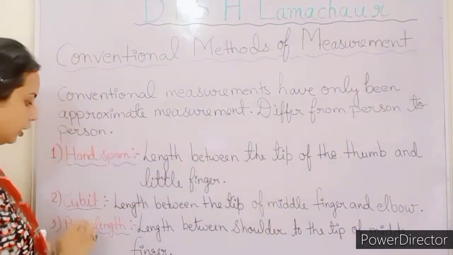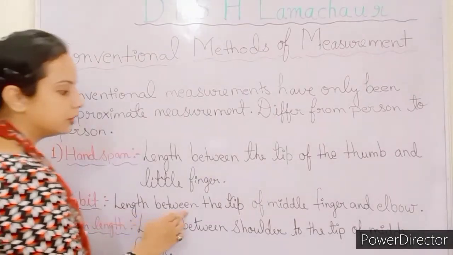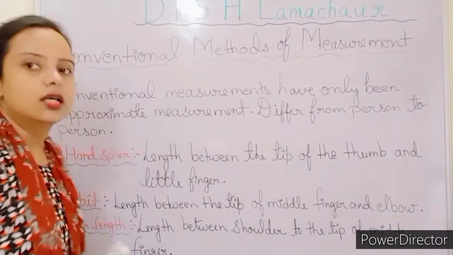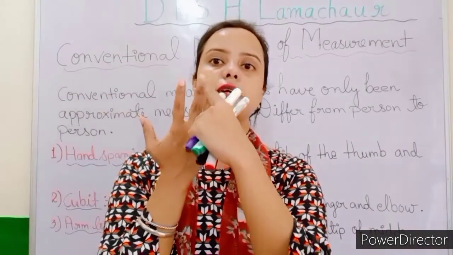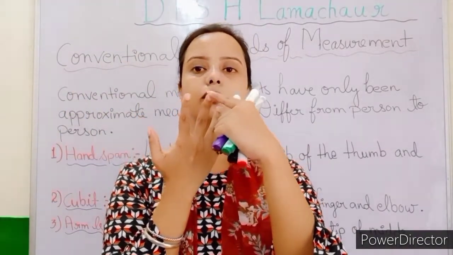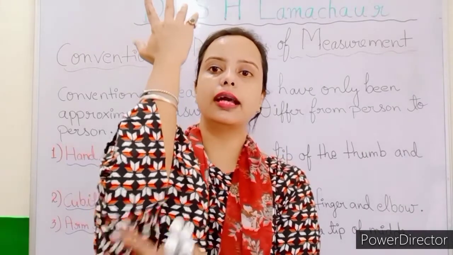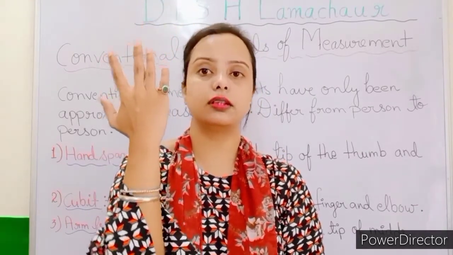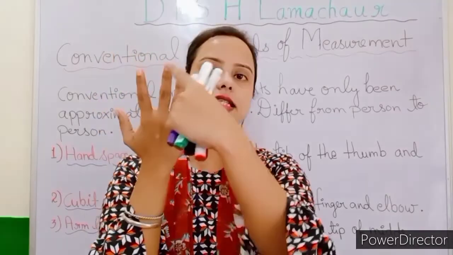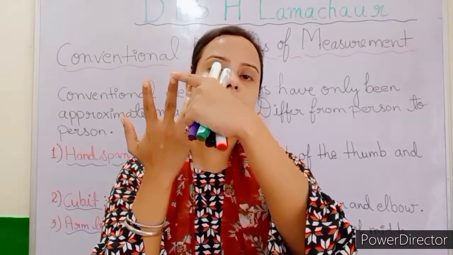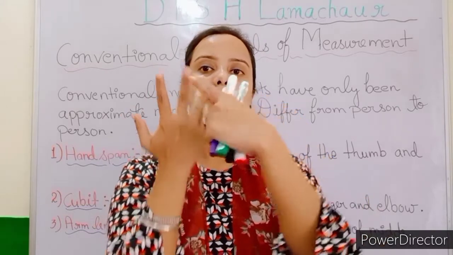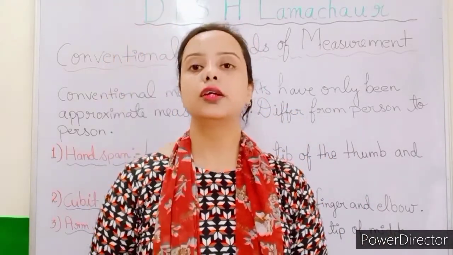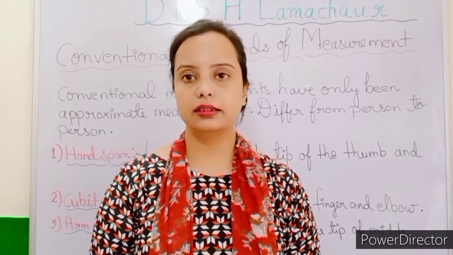Second is the cubit. It is the length between the tip of the middle finger and the elbow. So the distance from the tip of your middle finger up to your elbow is known as the cubit conventional method.